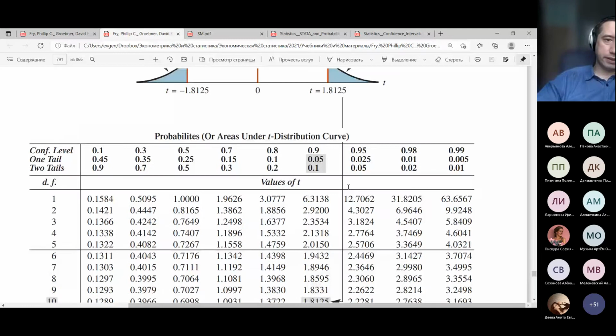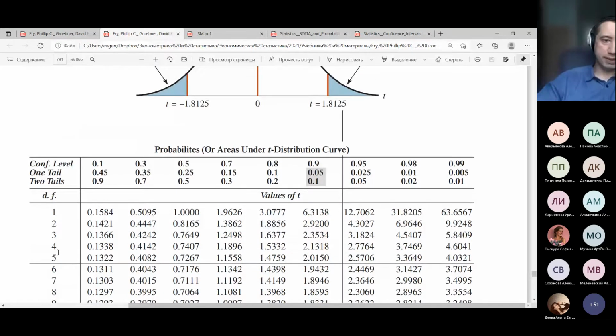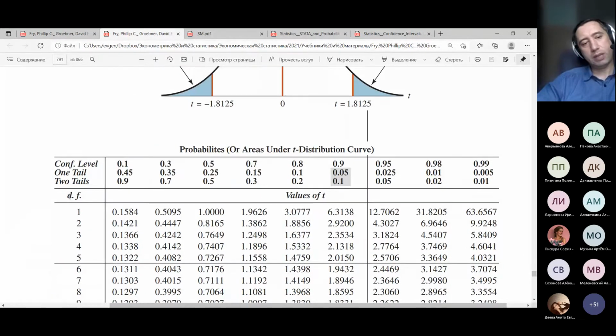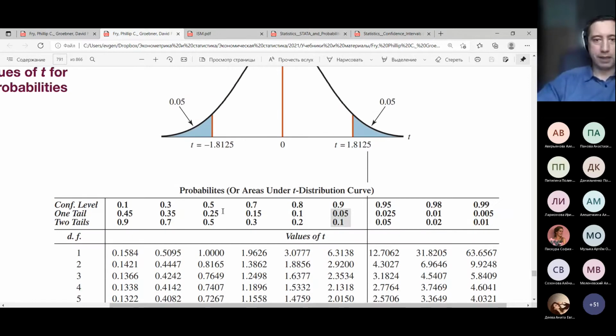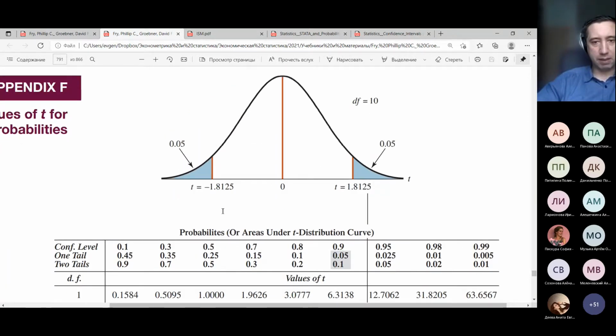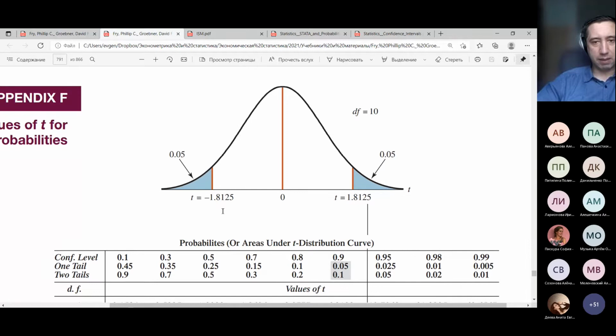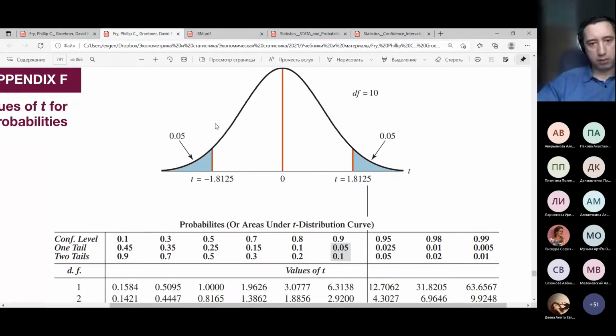Well, we have two interesting pieces of information here. First, we have DF, which is degrees of freedom, and we have three rows: confidence level, one tail, two tails. Well, and we have an example. Remember that when we work with a confidence interval, we are looking for either this one or this one. It doesn't matter which. Usually we work with positive t-statistics.